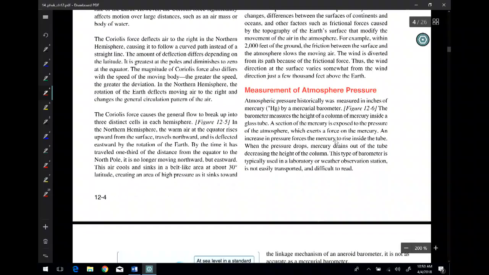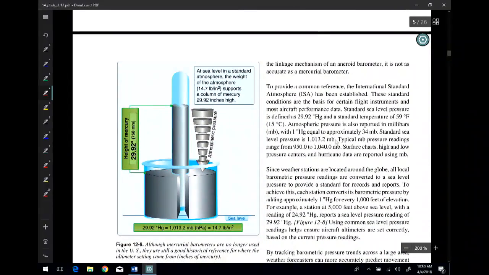Measurement of atmospheric pressure. Remember that we do it by inches of mercury. Here's this vat that we talked about, and at sea level on a standard day, approximately 14.7 pounds per square inch would push approximately 29.92 inches of mercury up into this tube, either a Torricelli tube or whatever you want to call it.